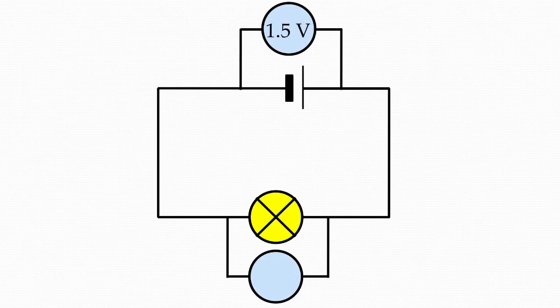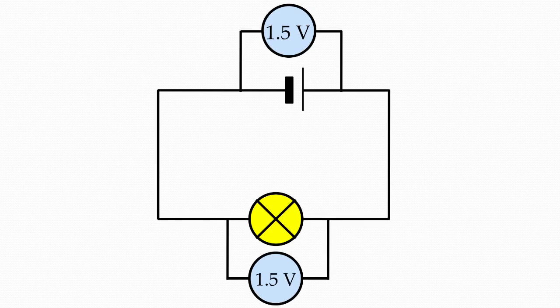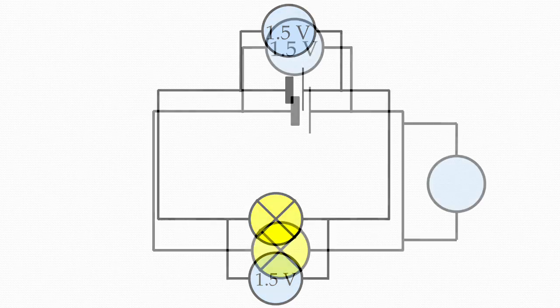Now a question for you. What would the voltmeter at the bottom of this image read? Fairly easy one to start with. The voltmeter would read 1.5 volts, just like the voltmeter above it.